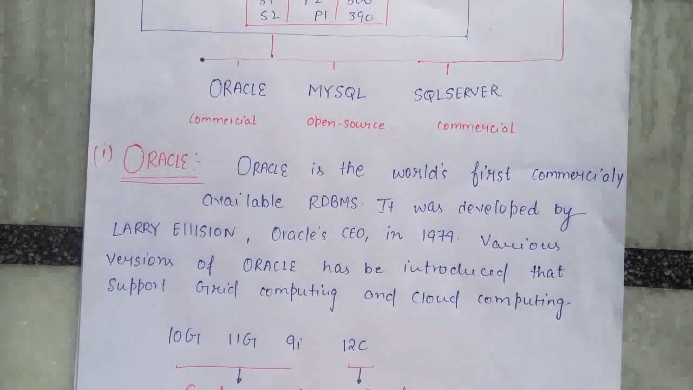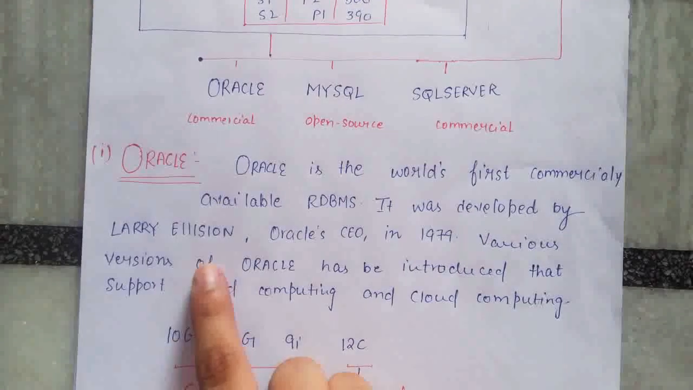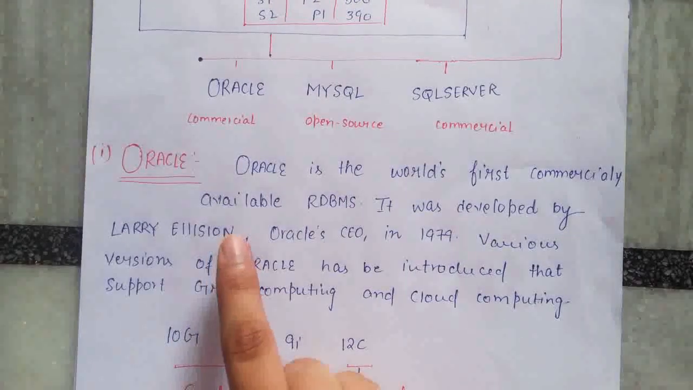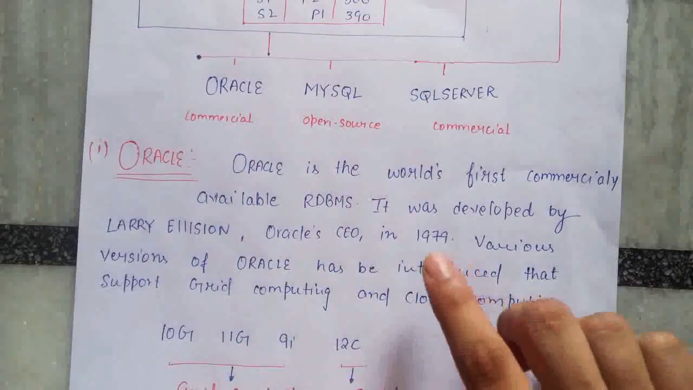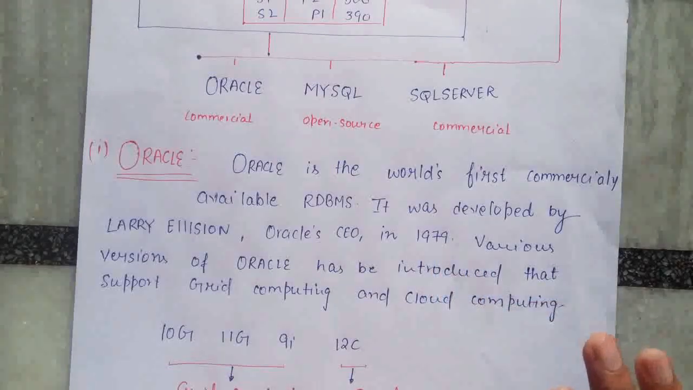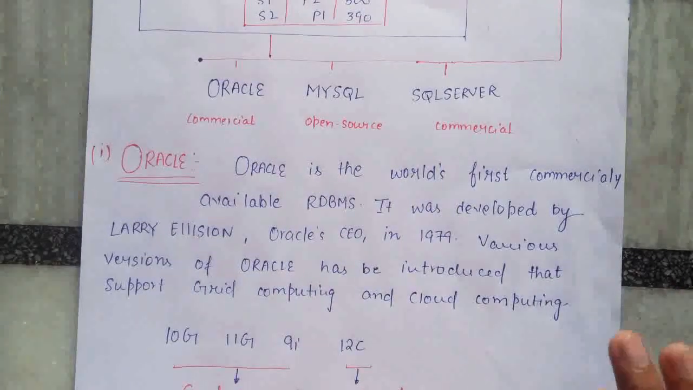Oracle is the world's first commercially available relational database management system. As I told you, it is a commercial relational database management system. It was developed by Larry Ellison, the developer of this Oracle RDBMS, in 1979. Larry Ellison was the CEO of Oracle Corporation.